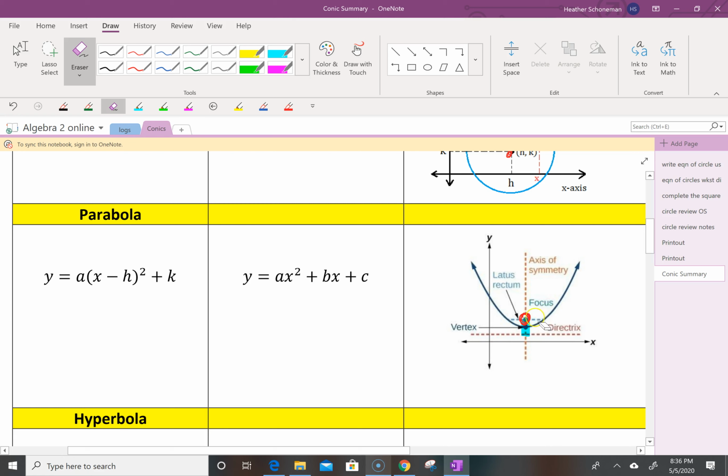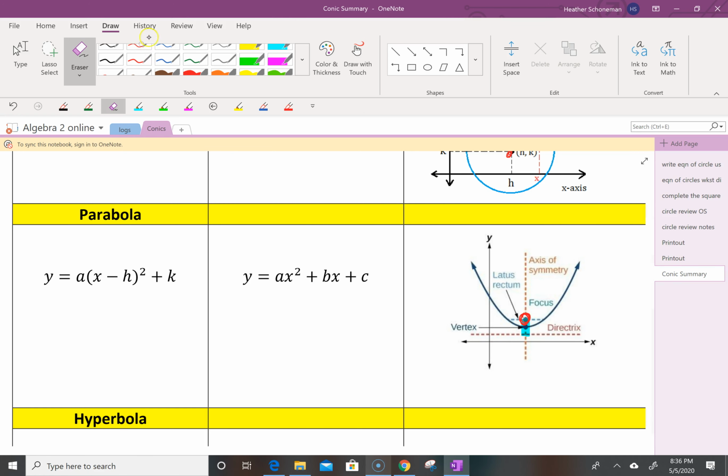Now, whatever the distance is between the focus and the vertex, there's the same distance between the vertex and this line that we call the directrix. Okay, so those are some important features of a parabola.